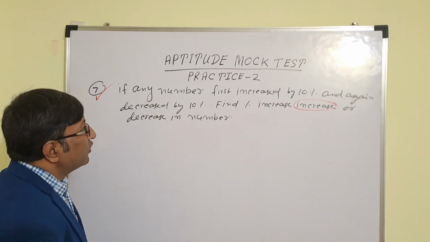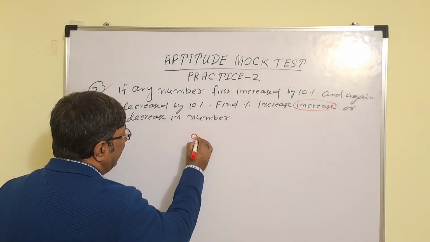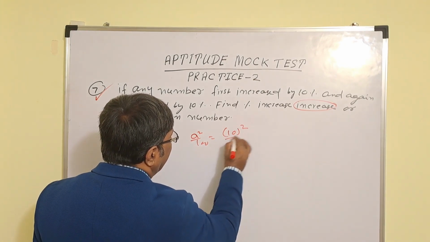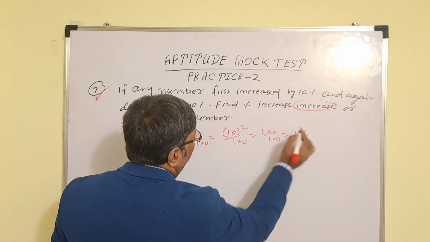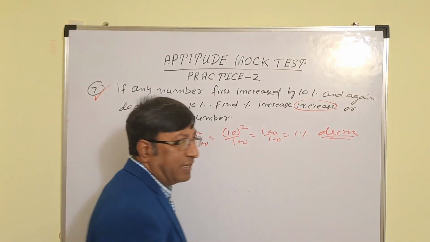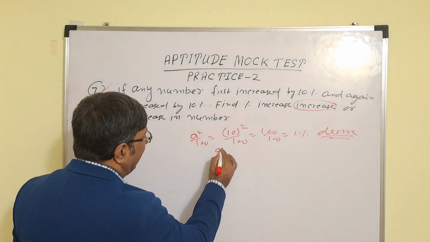Okay, now see. This is the first increase of 10. So the formula is what? A square by 100. A is 10, so this is 10 square by 100, that is 100 by 100, that is 1%. This is always a decrease. So if the same percent increase and decrease, it is always a decrease. You can solve this question like this also.